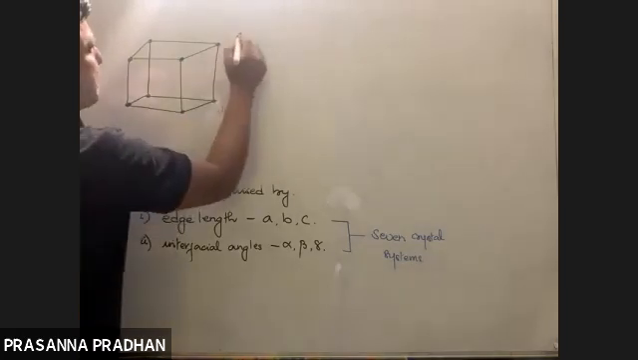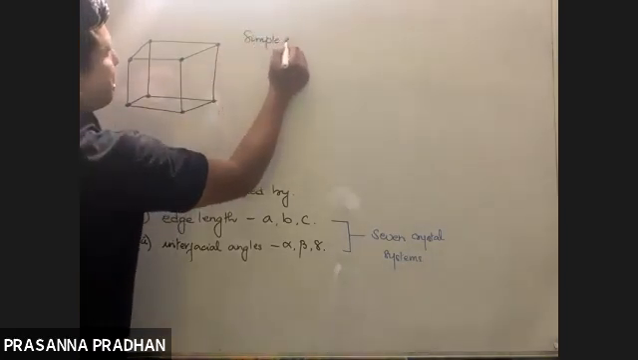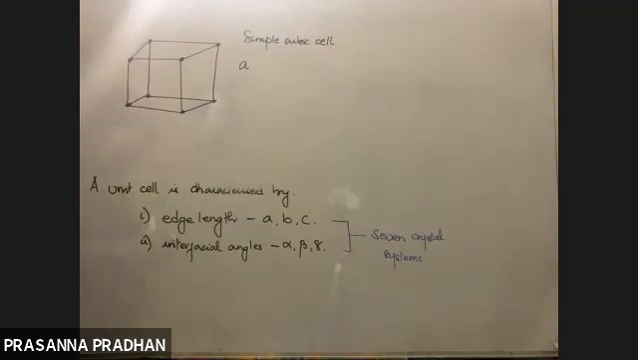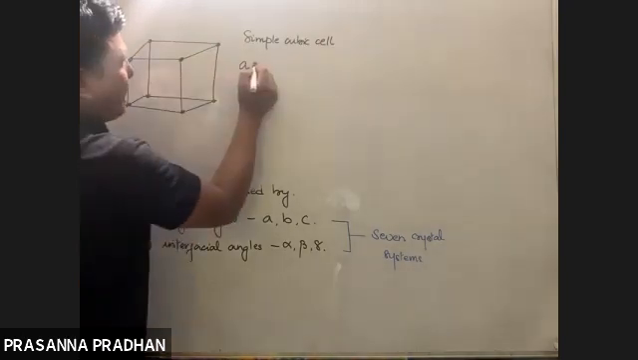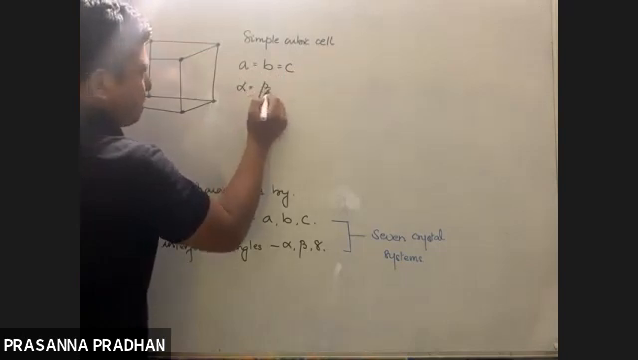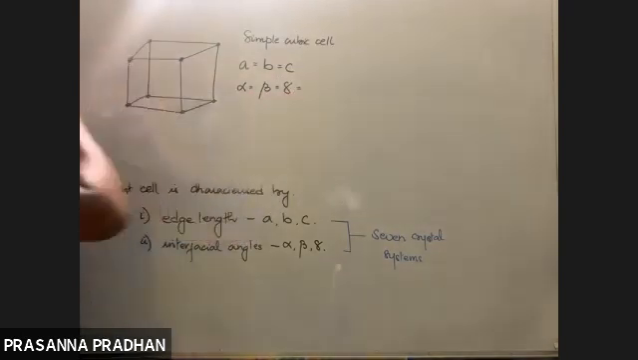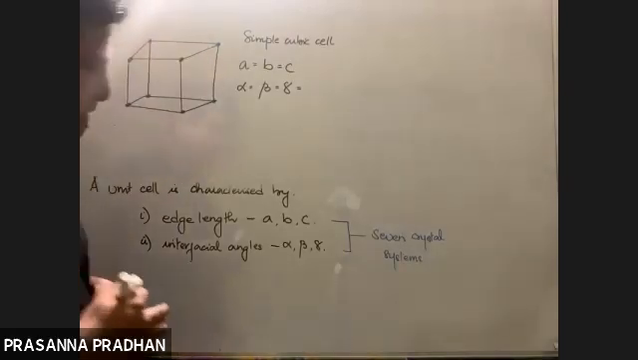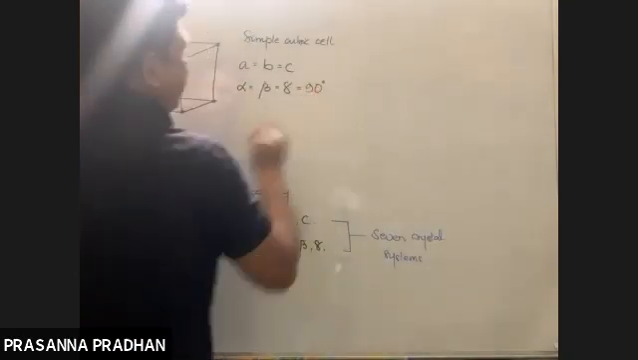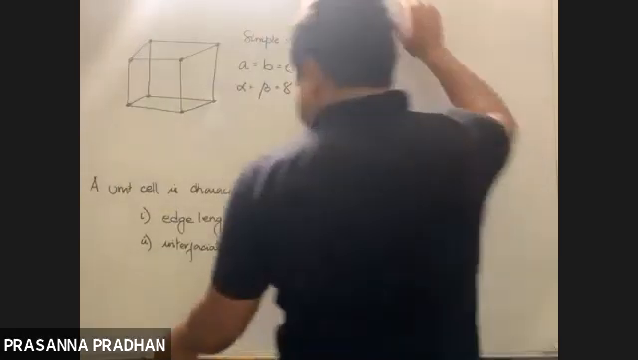Now in a simple cubic cell, all 3 sides are equal: length, breadth, height, A, B, C. So in a simple cubic cell, A equals B equals C, and alpha equals beta equals gamma equals how many degrees? What is the angle between the faces? 90 degrees. These are all equal to 90 degrees.